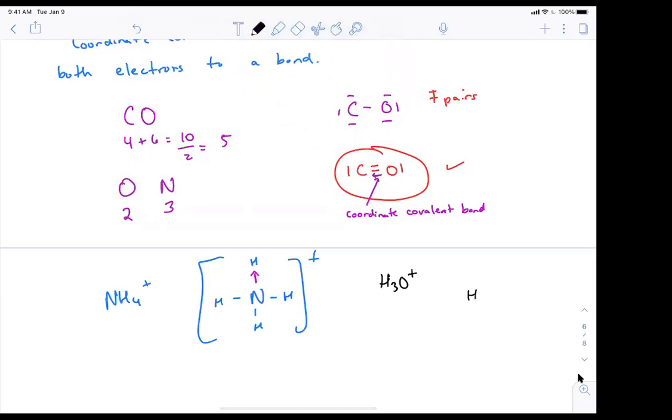H3O plus is the same way. The only way that it can occur is if the oxygen donated one of its pairs of electrons to one of the protons to make that. So anytime you see oxygen or nitrogen having a weird number of bonds, where it has 3 bonds when it's supposed to have 2, or 4 bonds when it's supposed to have 3, then that is usually an indicator of a coordinate covalent bond.